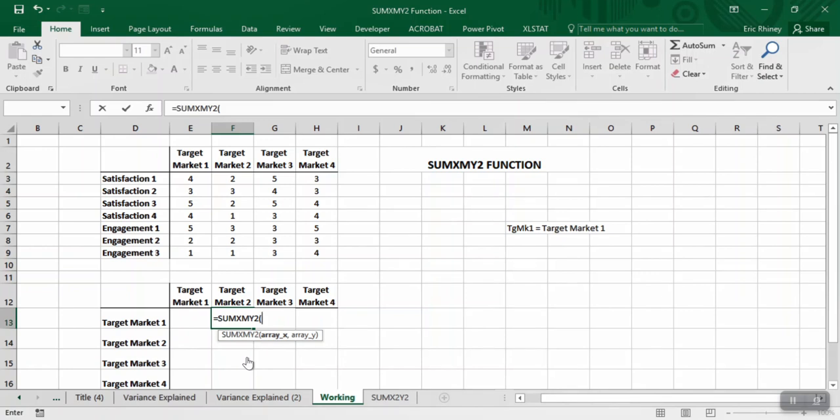I just double clicked on that, and it says, okay, what's your first array? Now I can come up here and actually highlight what I want, and you see as soon as I do that, it says, oh, you want TGMK1. That's exactly what I want.